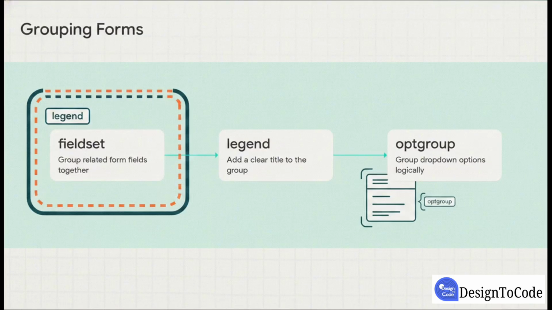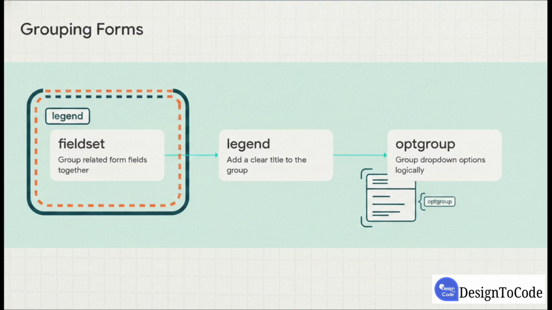Now, when forms get overwhelmingly long, they become a total nightmare for users. But you can fix this by logically grouping fields together. Try wrapping related fields, like say a personal information section, inside a fieldset tag. This visually and logically groups them. Then, drop a legend tag in as the very first child to give that specific group a clear title.